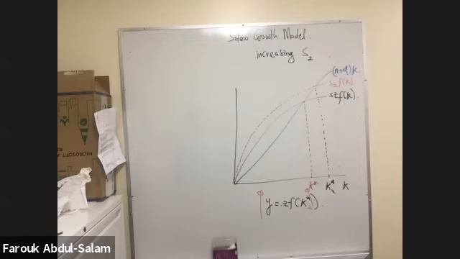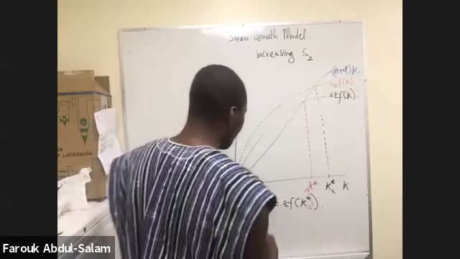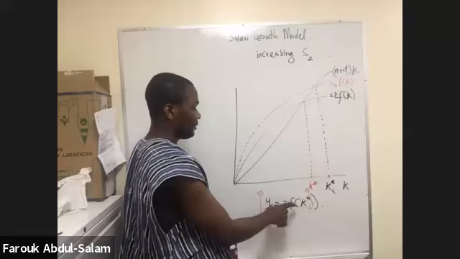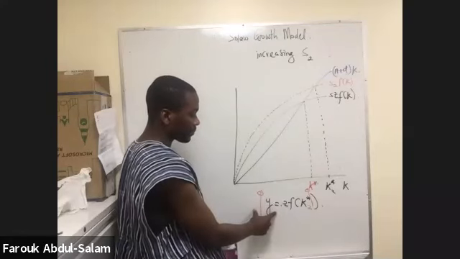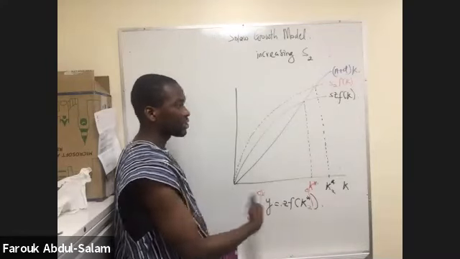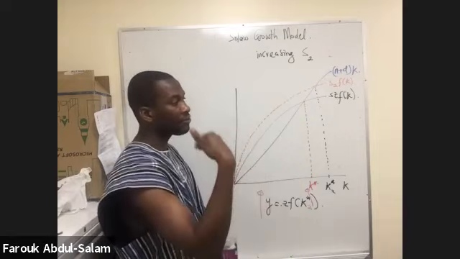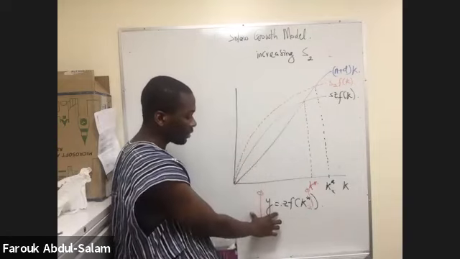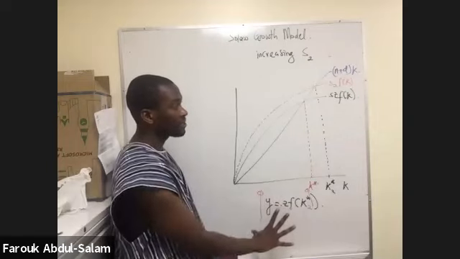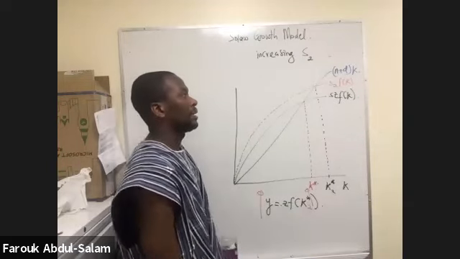Now, the next thing I would like to point out here is that the rate of growth of this output wouldn't change. It will come back to normal. So try and read on that. The rate of growth of the output wouldn't change. It will just be at the normal rate.